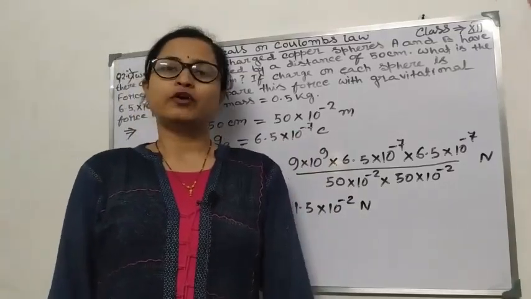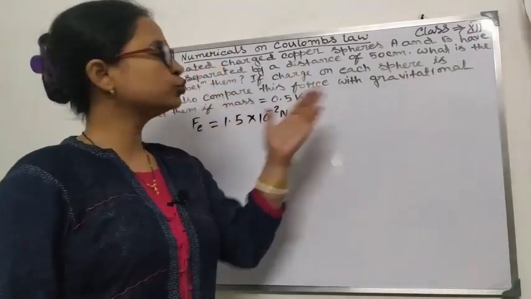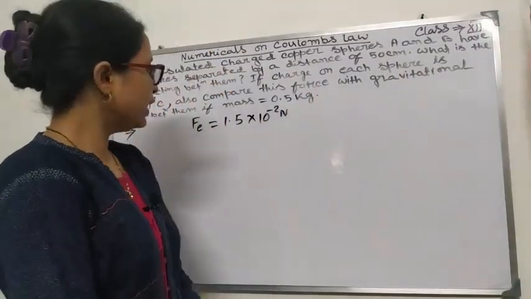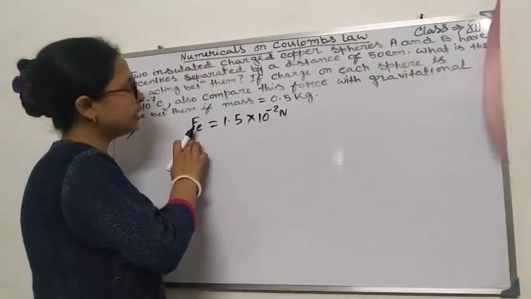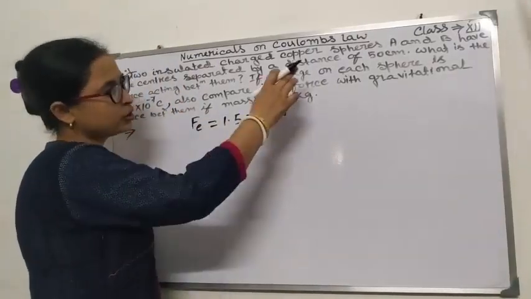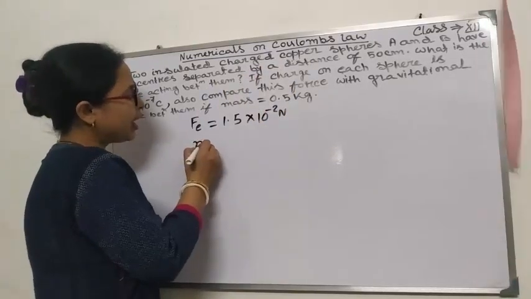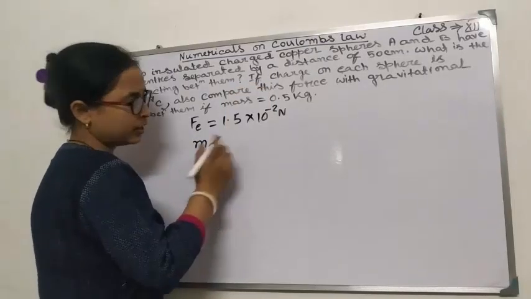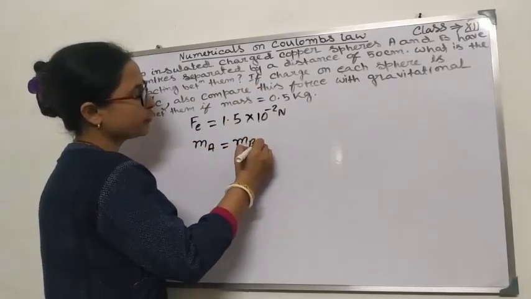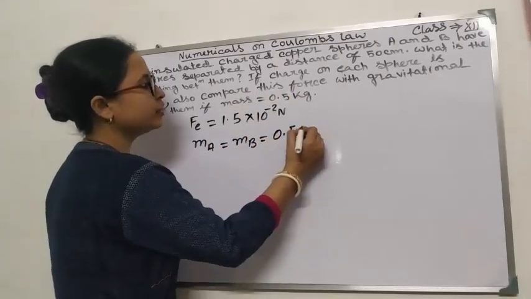So let us find the gravitational force. As in this question, it is mentioned that these two charged spheres are identical. Here I have written Fe, because it is the electric force acting between these two spheres A and B. Now the mass of sphere A is equal to the mass of sphere B, which is given here as 0.5 kg.